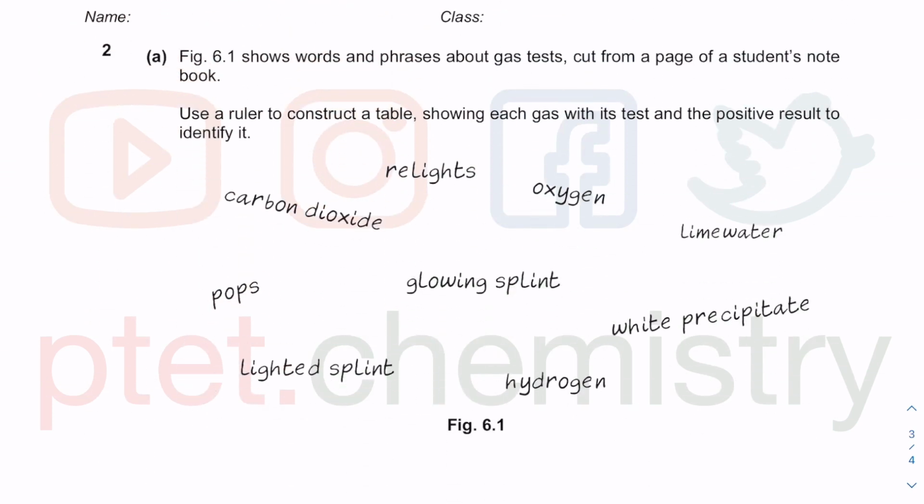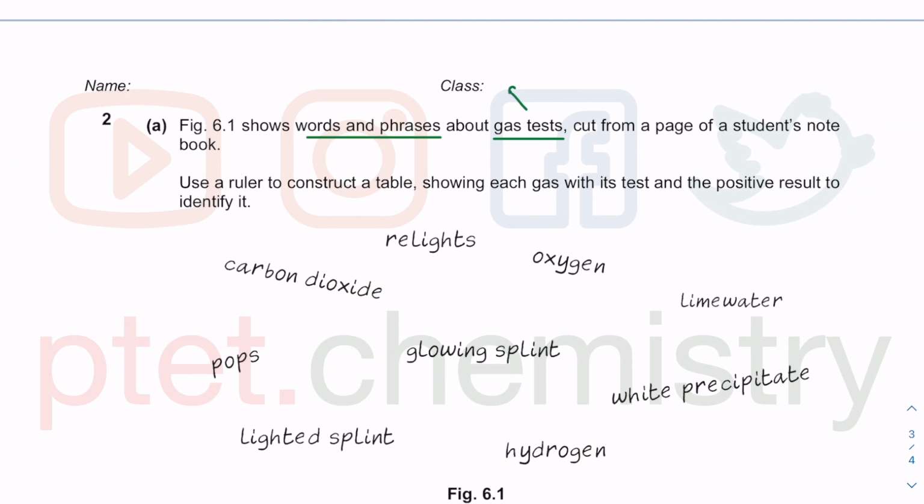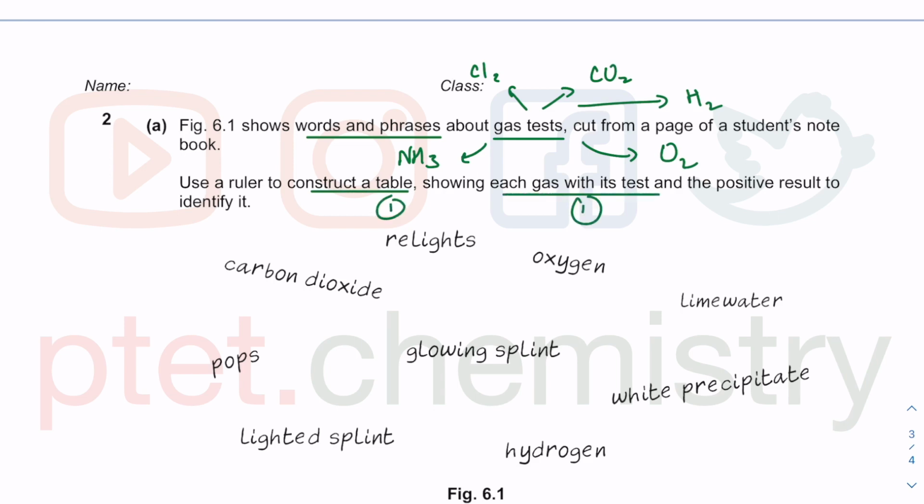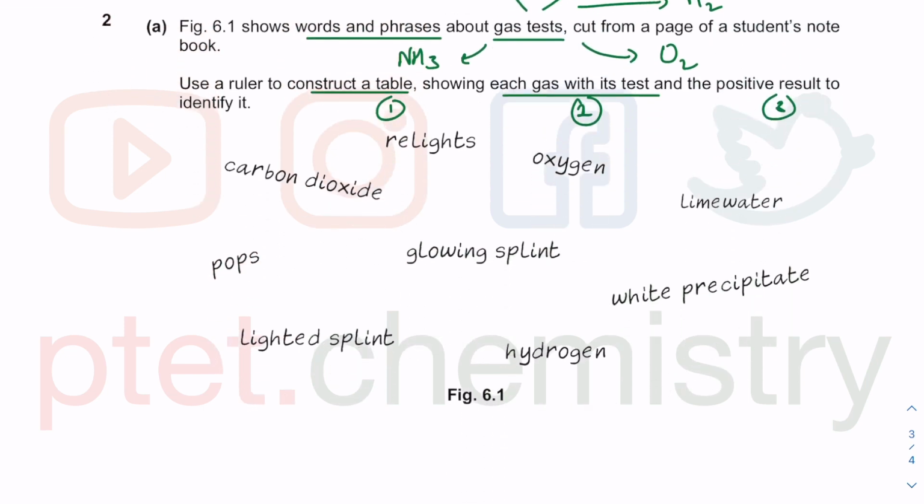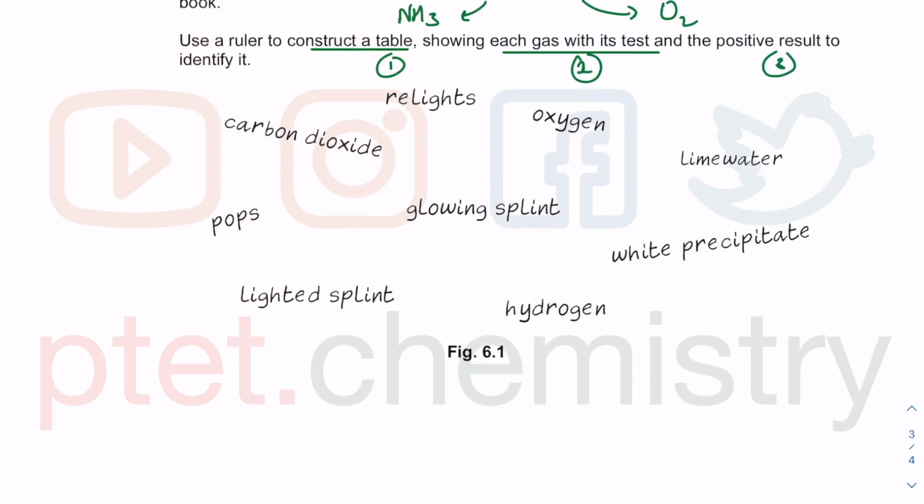In question number 2, these are words and phrases about gas tests. As you have done quite a lot of tests for gases, including chlorine, CO2, H2, O2, and also NH3. Use a ruler to construct a table, each gas with its test. Number 1 is for the gas, number 2 is for the test, number 3 is for the positive result. So let's identify the gas first.